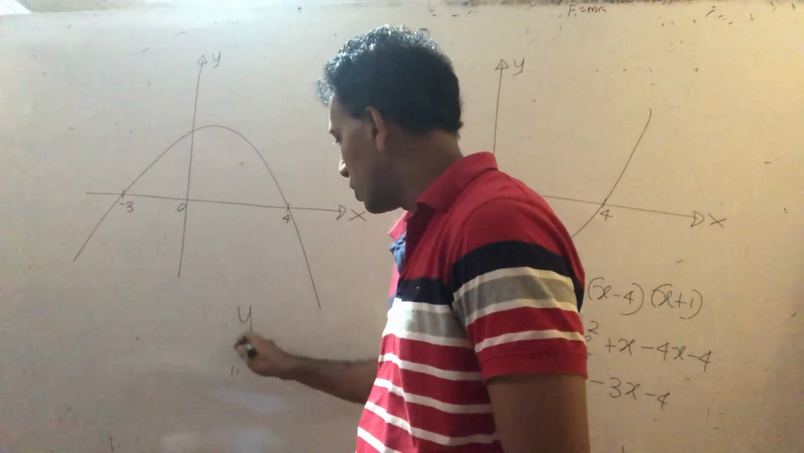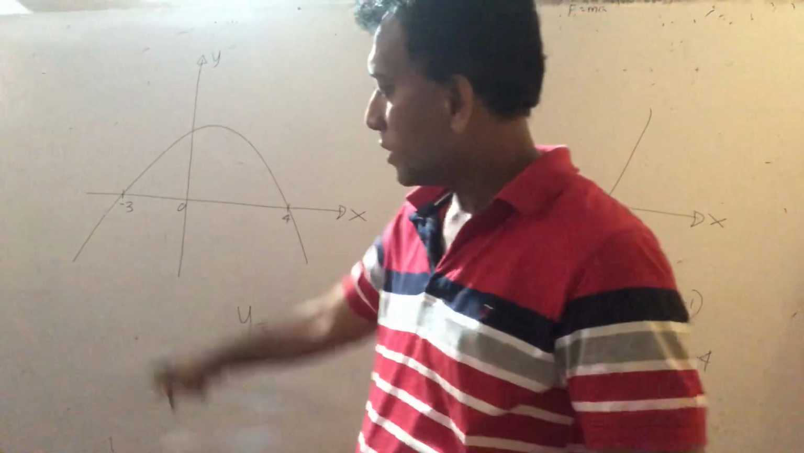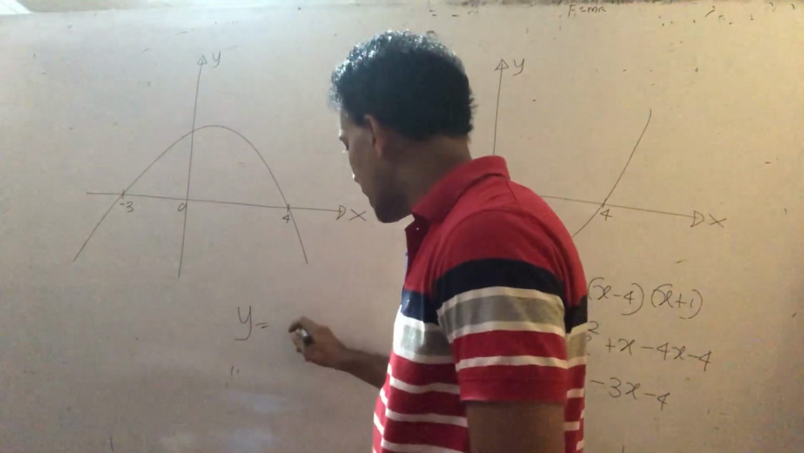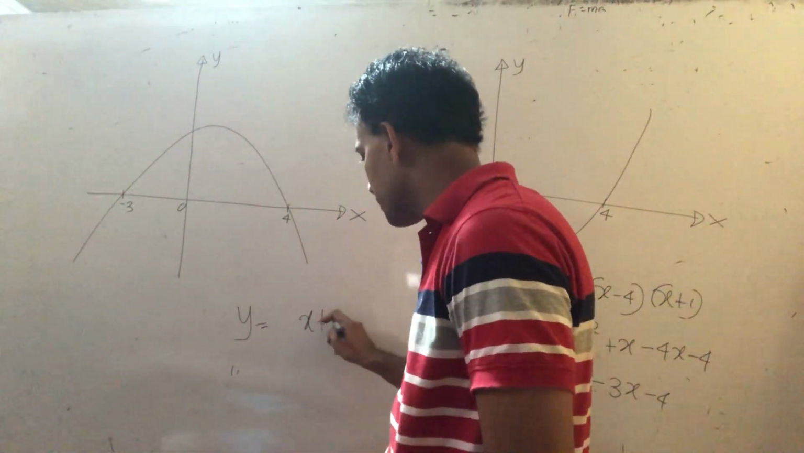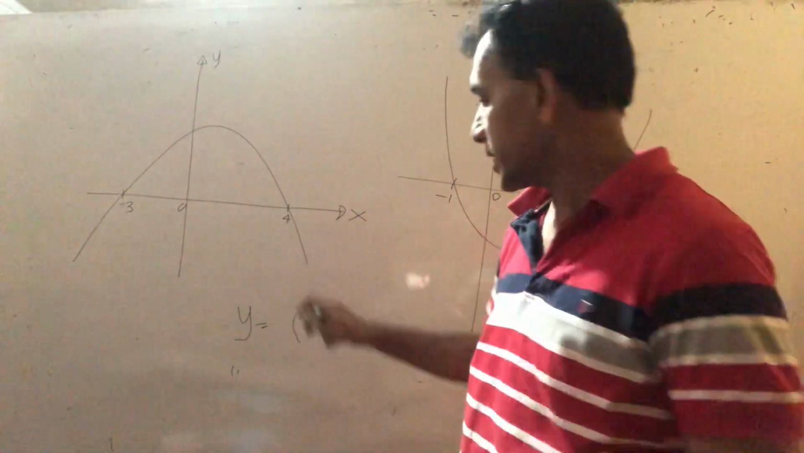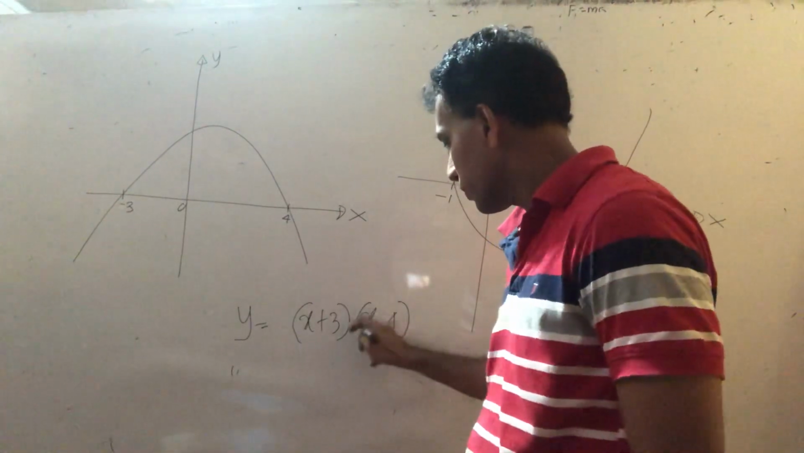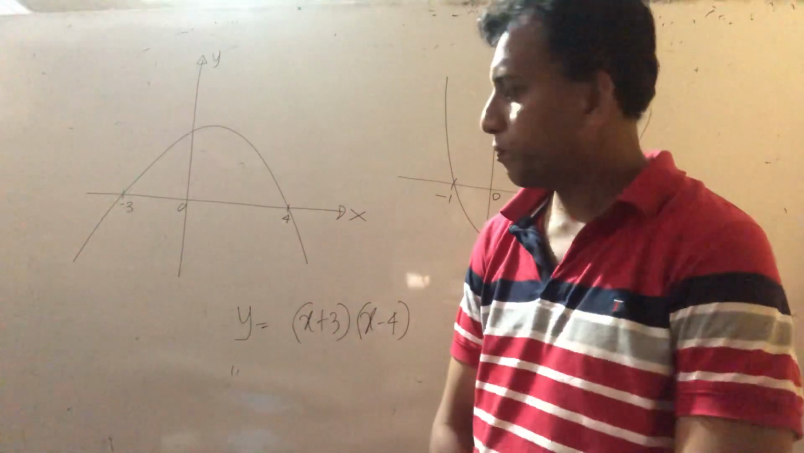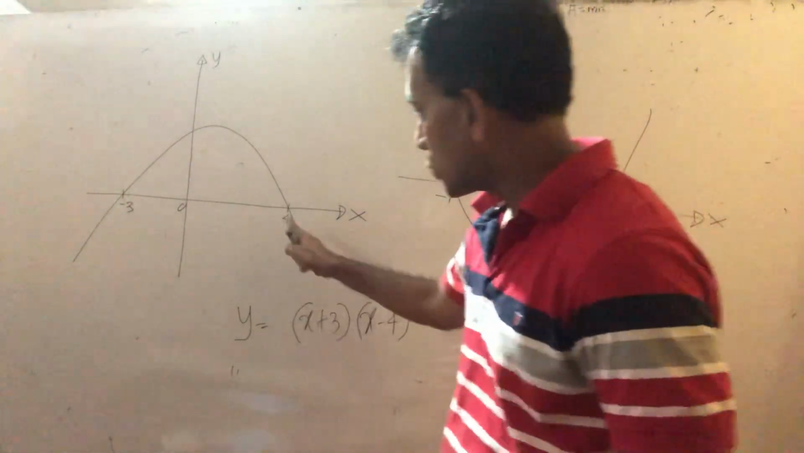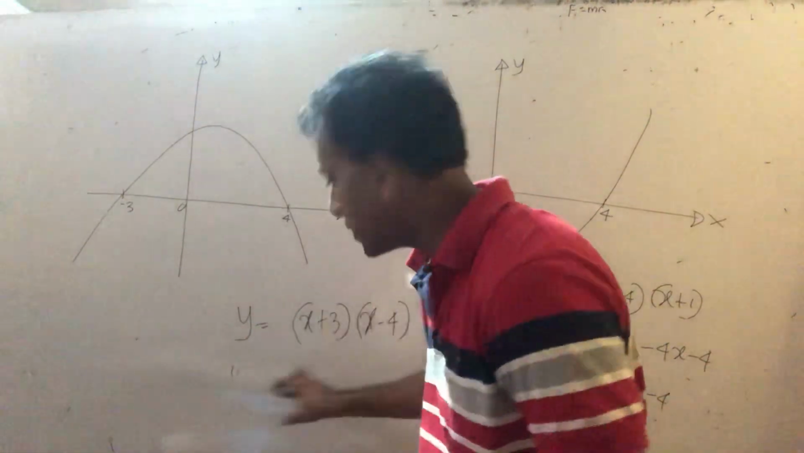y equals, it cuts here at minus 3 and 4. So here minus 3 means say what? x plus 3. If it cuts 4 here, say x minus 4. That's the equation of this graph. Because it cuts two values along the x-axis, we put y as 0, two answers.